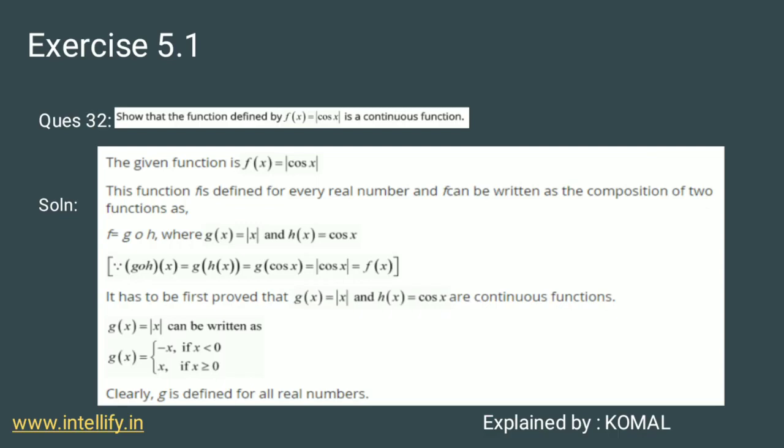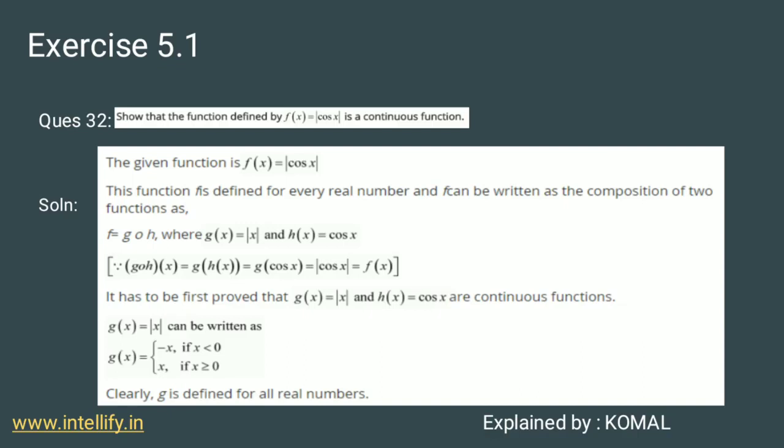Again, this is a composition of two functions, where f = g∘h, where g(x) is |x| and h(x) is cos x. Then f(x) would be g(h(x)), where h(x) is cos x, so g(cos x). Now g(x) is |x|, so g(cos x) would be |cos x|, which is equal to f(x). So first we have to prove that |x| and cos x are continuous functions. First we are showing it for the g(x) part.